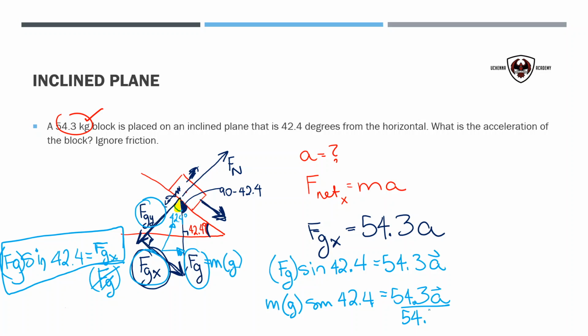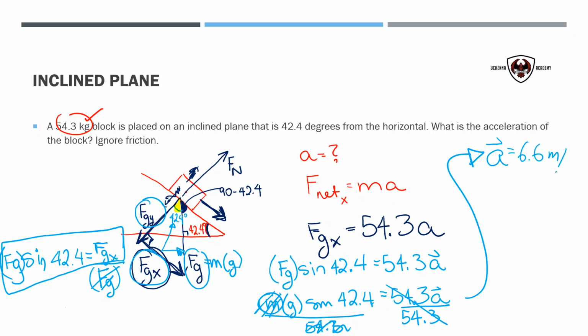I'll divide both sides by 54.3, which is the mass. This is the mass as well, so I'm actually just going to cancel those 54.3s. So it's really just g, the acceleration due to gravity, times sine of 42.4 degrees. Using my calculator, sine of 42.4 degrees is 0.674. I'm going to multiply that by 9.8, and that gives me an acceleration, which is a vector, of 6.6 meters per second squared. That's it. Inclined plane question.